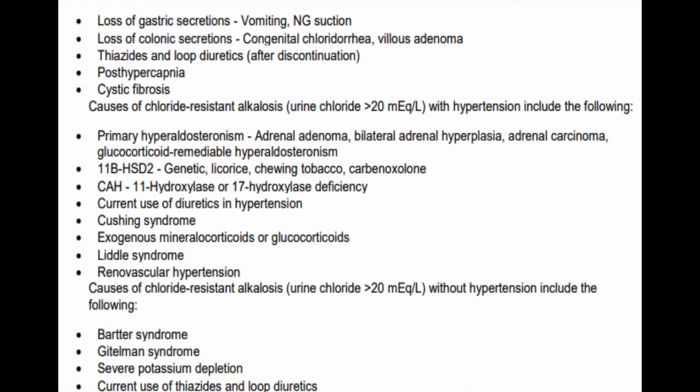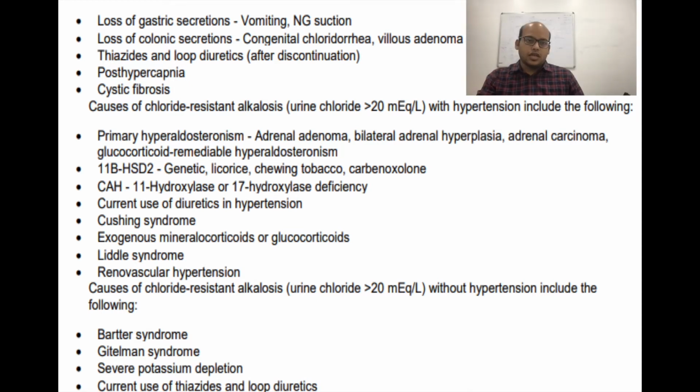That includes loss of gastric secretion, which is the major cause of metabolic alkalosis. That can be caused by vomiting and nasogastric suction, and loss of colonic secretion. That can be congenital chloridorrhea, villous adenoma, and can also be thiazide and loop diuretic use, or posthypercapnic state and cystic fibrosis.